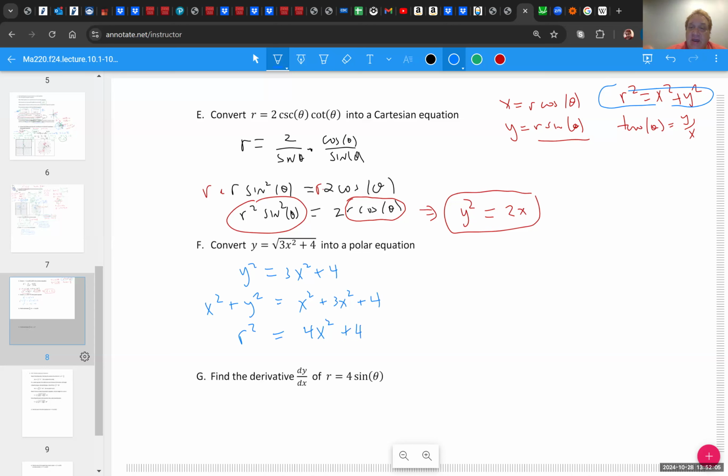And I know what x is. X is r cosine theta. So this thing right here, I still have r squared on the left. I have 4 times x squared. So x squared is r squared cosine squared. And then I have a plus 4. And now I have all my r's and thetas. As long as I simplify this, I will have my polar equation. 4r squared cosine squared theta plus 4.